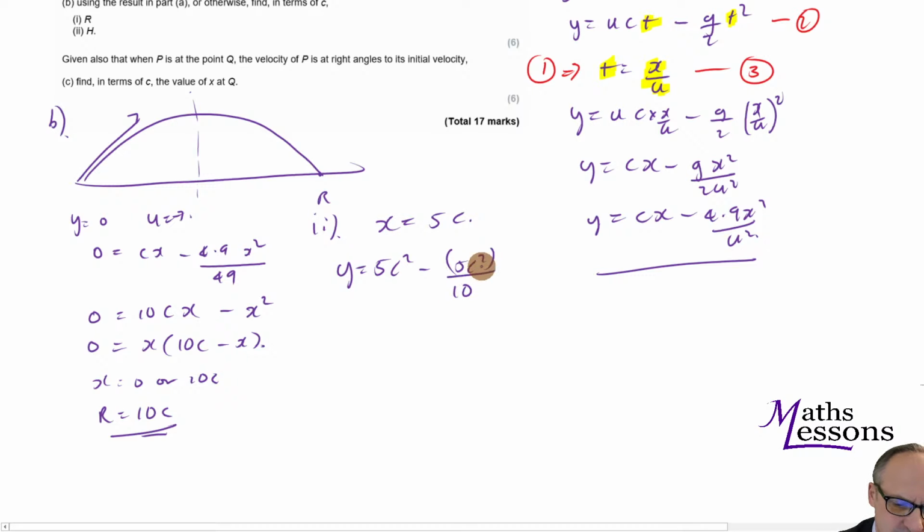And that just gives me 25c squared divided by 10, which is 2.5c squared. So take that away from that and we get y equals 2.5c squared.